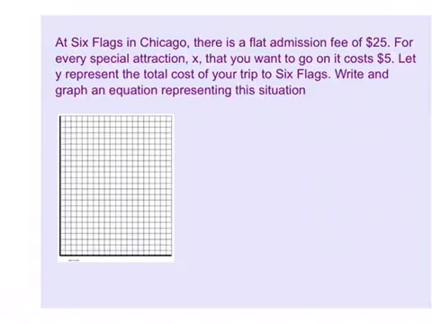Last example, at Six Flags in Chicago, there's a flat admission fee of $25. For every special attraction X that you want to go on, it costs $5. Let Y represent the total cost of your trip at Six Flags. Write and graph an equation representing this situation. Notice that it says we're writing an equation. So that is just a Y equals mx plus b. This is not talking about inequalities, so therefore it's not going to have any shading.